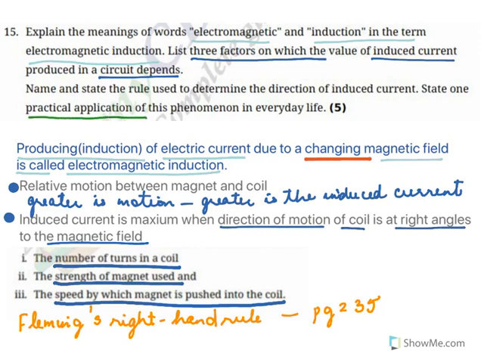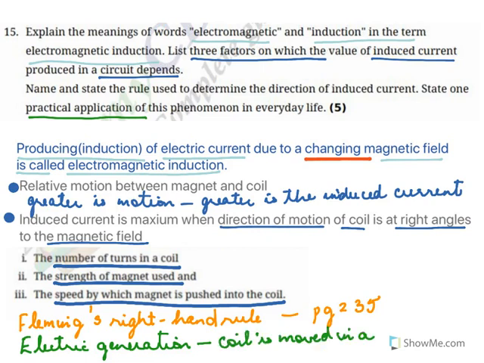The next is, give a practical application of electromagnetic induction, and the application is an electric generator. In an electric generator, a coil is moved in a magnetic field and this induces current.